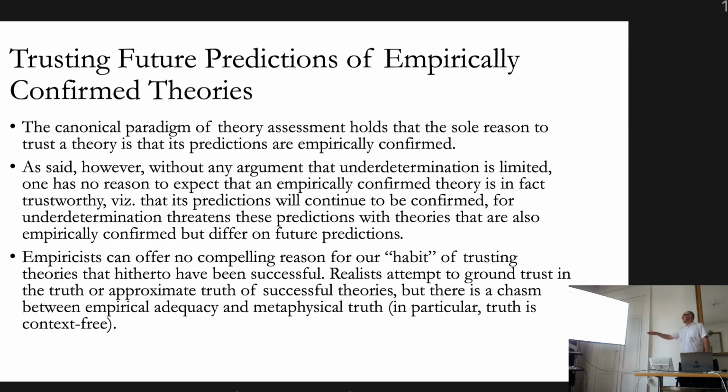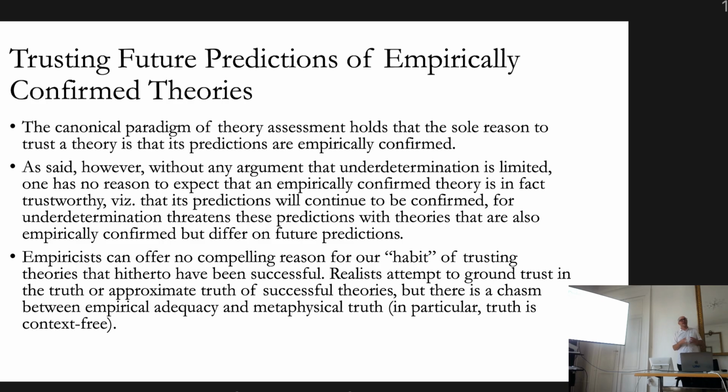Now, to connect this to empiricism and realism, I don't think empiricists, in the sense of empiricism held in the canonical paradigm of theory assessment, have offered a compelling reason for our, using Humean terms here, habit of trusting theories that hitherto have been successful. The one that comes most to mind because of its vividness is van Fraassen talking about theories coming into the world red in tooth and claw, in the Darwinian explanation. But that doesn't really overcome this problem.